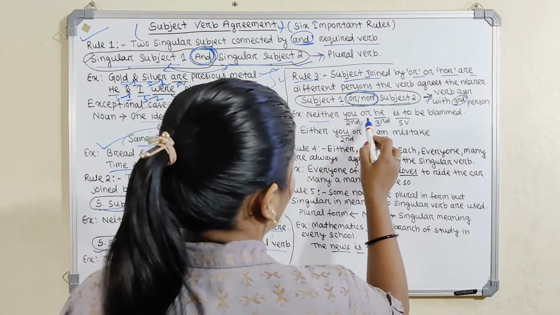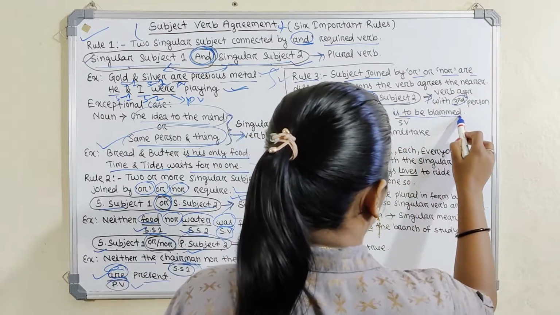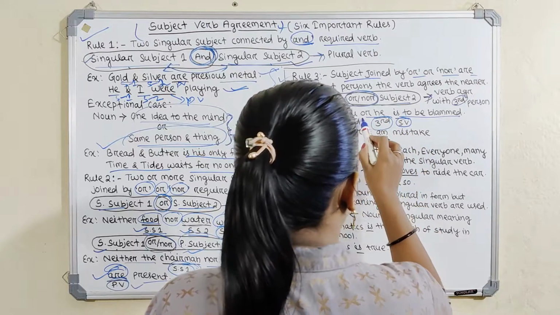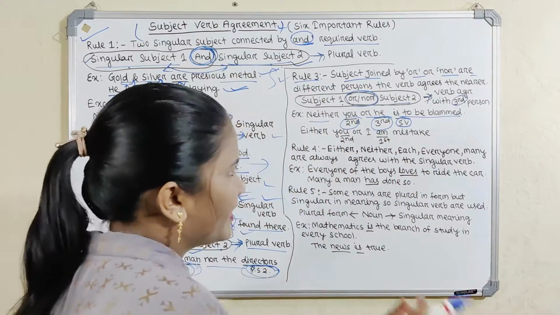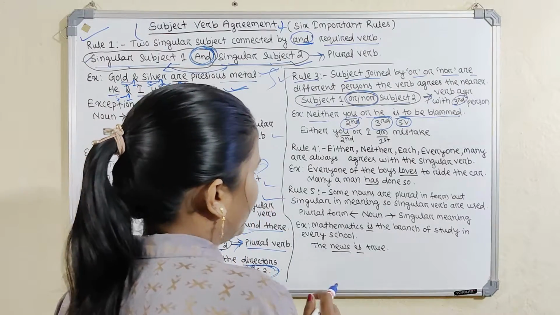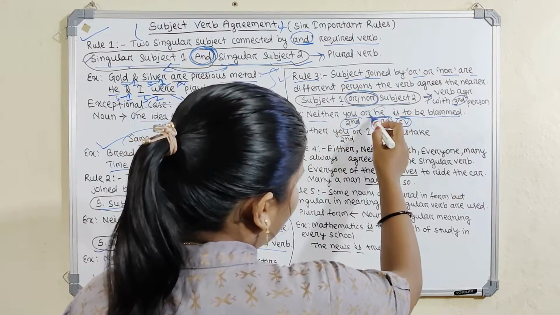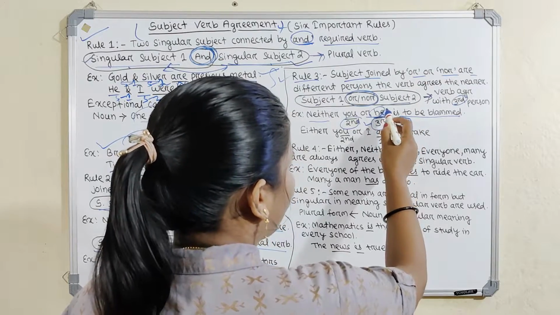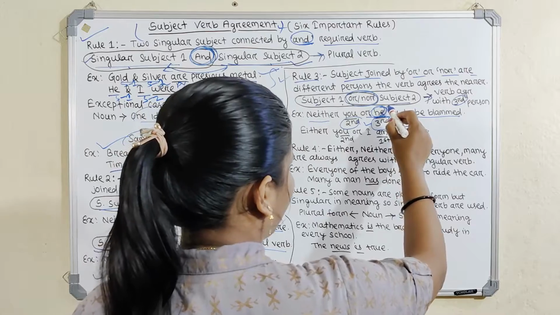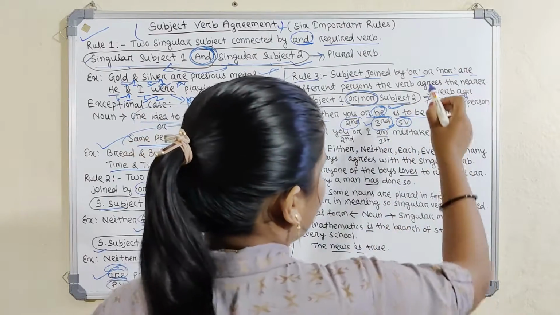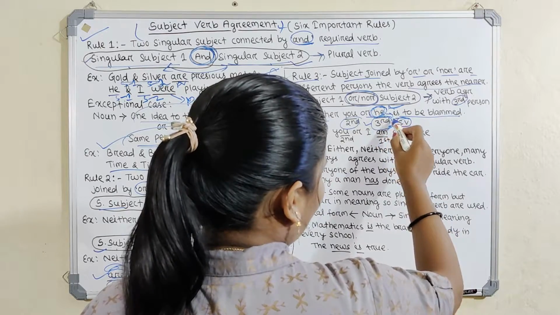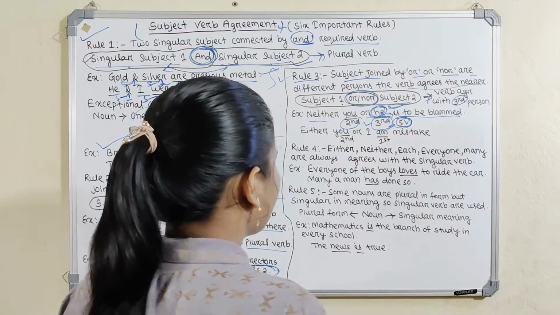Like this, neither you nor he is to be blamed. It is a singular verb because of the persons: I and we are the first person, you is the second person, he is the third person. For the third person, the singular verb is used. Here he is the singular subject, so the verb agrees with the nearer, it means he is the nearer, so the singular verb is added.